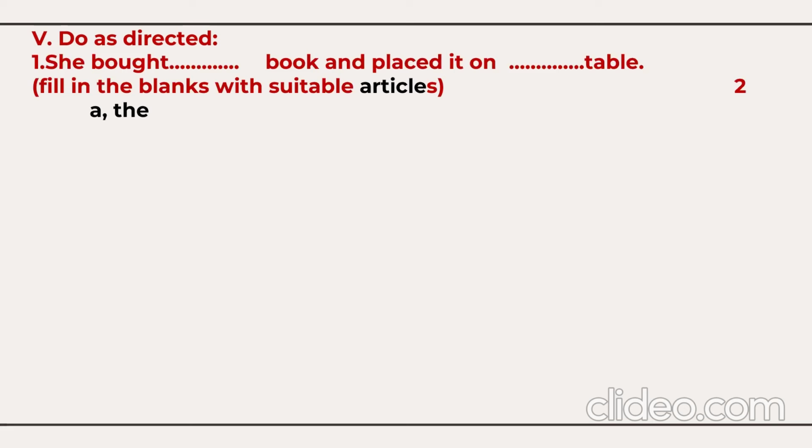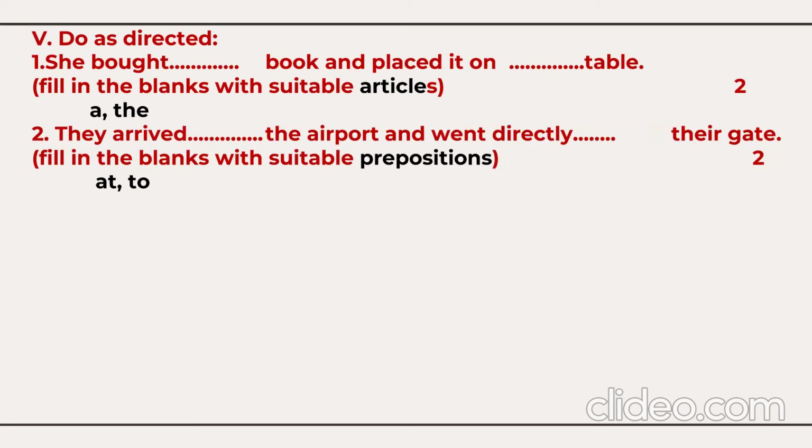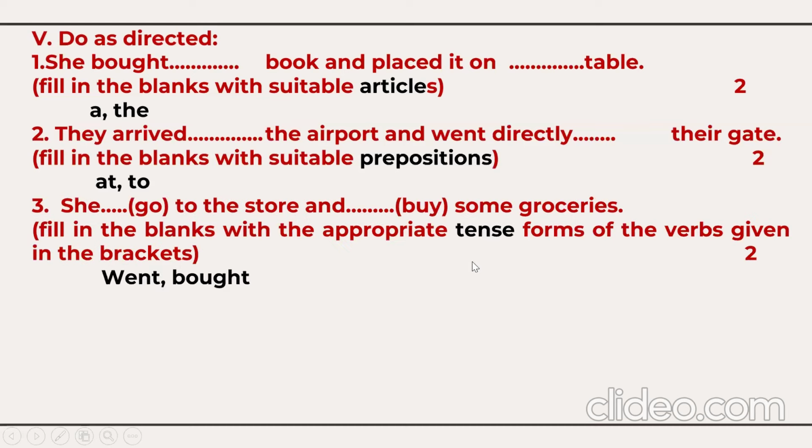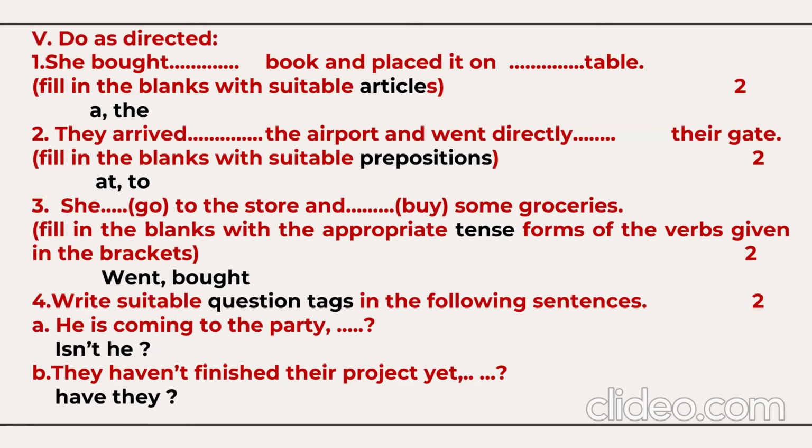Very first questions we have here, articles and prepositions. Articles: you'll have 2 marks questions based on the articles. You have to fill the blank with an appropriate article. So, she bought a book and placed it on the table. So articles, 2 marks. Then, they arrived at the airport, went directly to their gates. Prepositions, 2 marks. Tense: she went, past tense of go, she went to the store and bought some groceries. Tense for 2 marks.